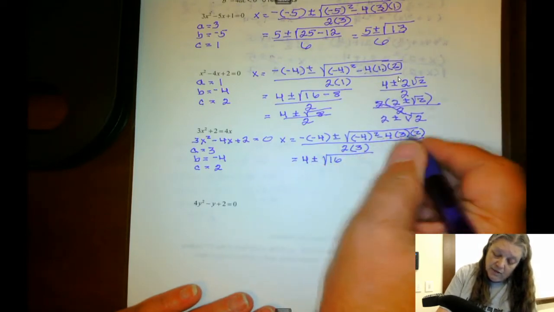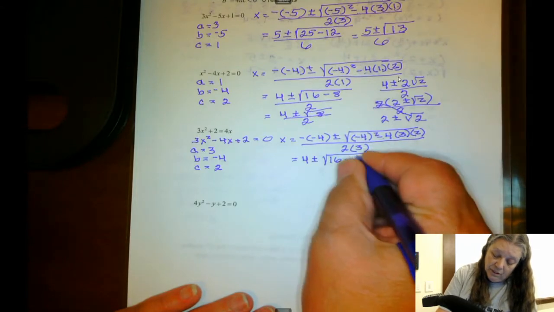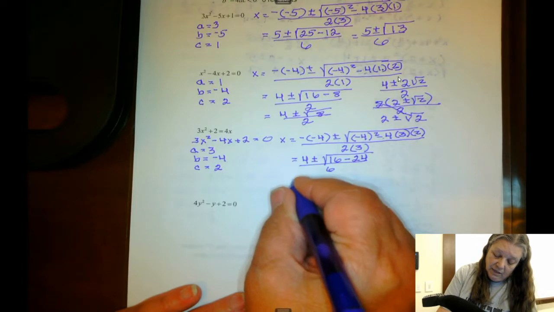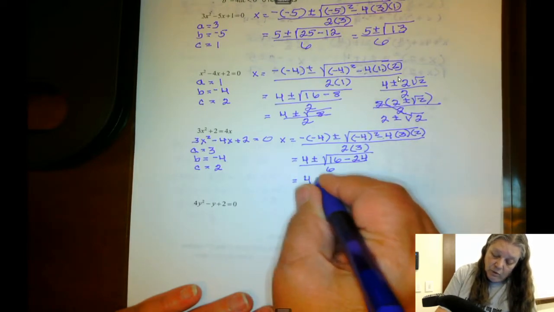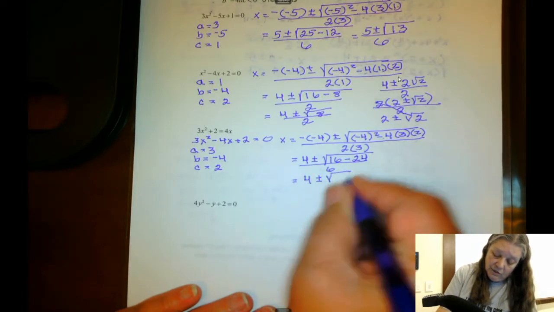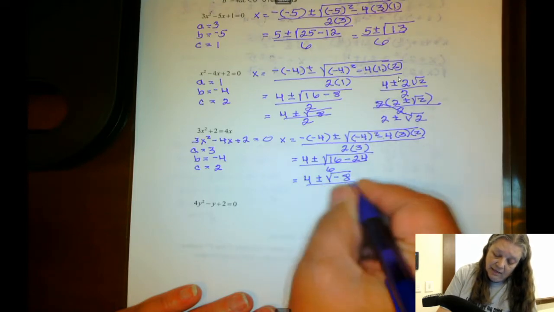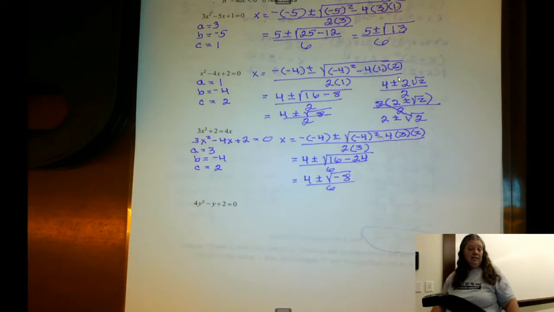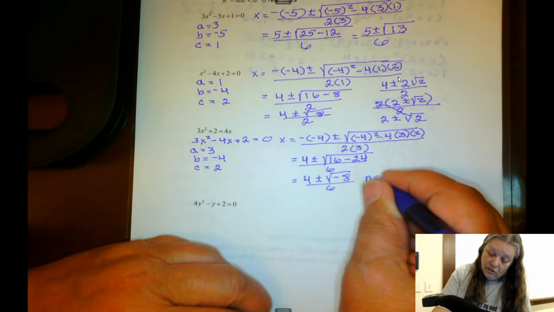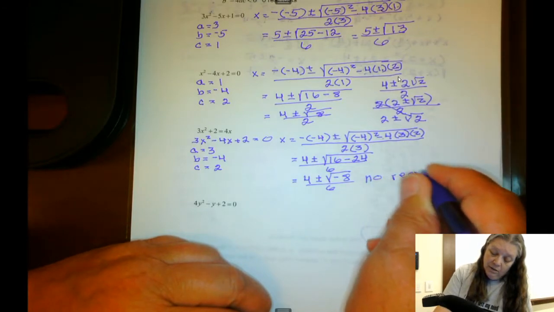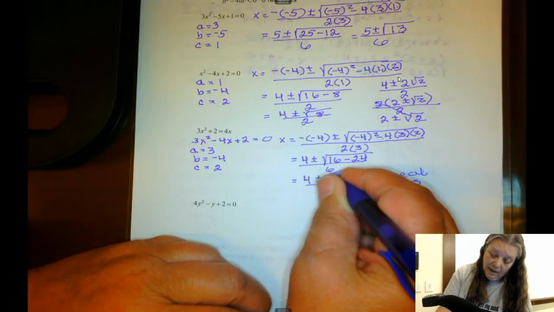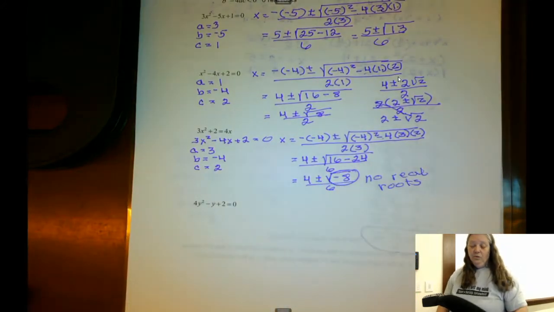Negative 4 times 3 is negative 12 times 2 is negative 24 over 6, which is 4 plus or minus the square root of negative 8 over 6. We cannot take the square root of a negative number, so our solution is no real roots. Because we can't do this.